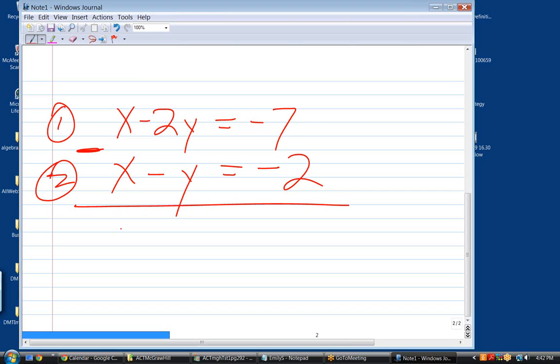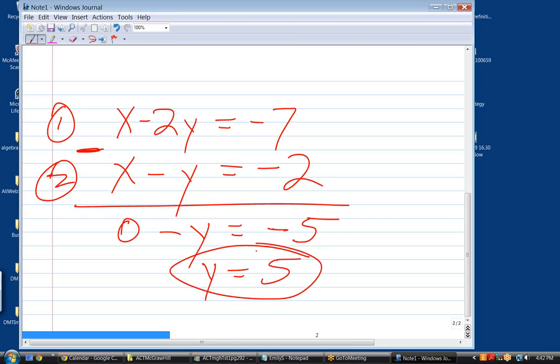So x minus x is 0. What's -2y minus a minus y? It leaves negative y. What is -7 minus a minus 2? Minus 3. Minus 5. 5, sorry. Thought it was 4. Okay. And so now we have y equals 5.